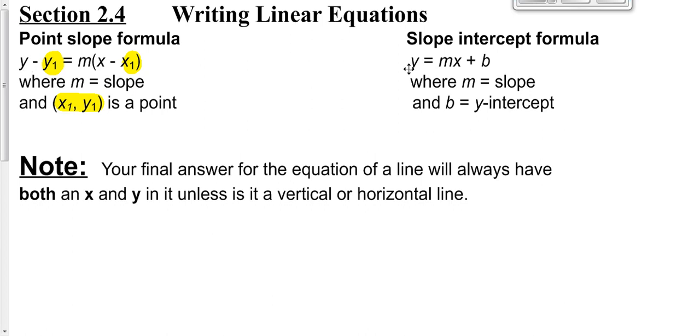In both of these equations, your normal x's and the normal y's are left alone. You don't do anything to them. But your m becomes a number, your b becomes a number, and also the x sub 1 and the y sub 1 become numbers for your point. Now, all lines are going to have an x and a y left in them for their final answer unless it's a vertical line or a horizontal line.